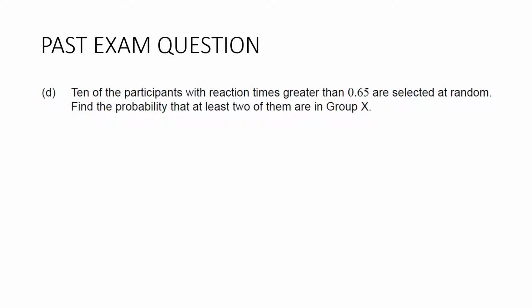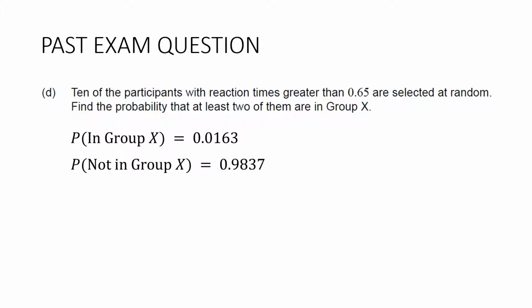D. 10 of the participants with reaction times greater than 0.65 are selected at random. Find the probability that at least 2 of them are in group X. So what sort of maths is this? This is binomial probability, you know, the last topic. So how good a question is this? It's had conditional probability, normal distribution, tree diagrams, and now binomial probability. This one at least is a little easier. So the probability of success that it is in group X is 0.0163. We just worked that out.